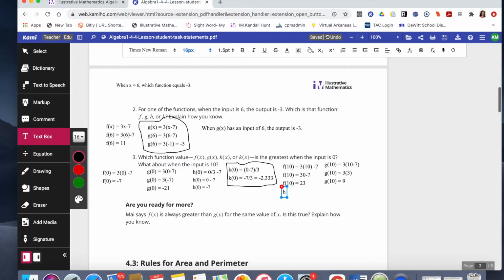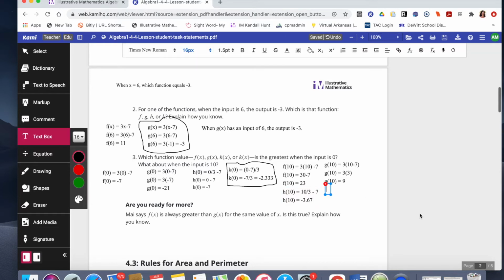H of 10 would be 10 divided by 3 minus 7. H of 10 equals 10 divided by 3 is 3.3 repeating, and then subtract 7 from that, you get negative 3.6 repeating, or you could put 6, 7.